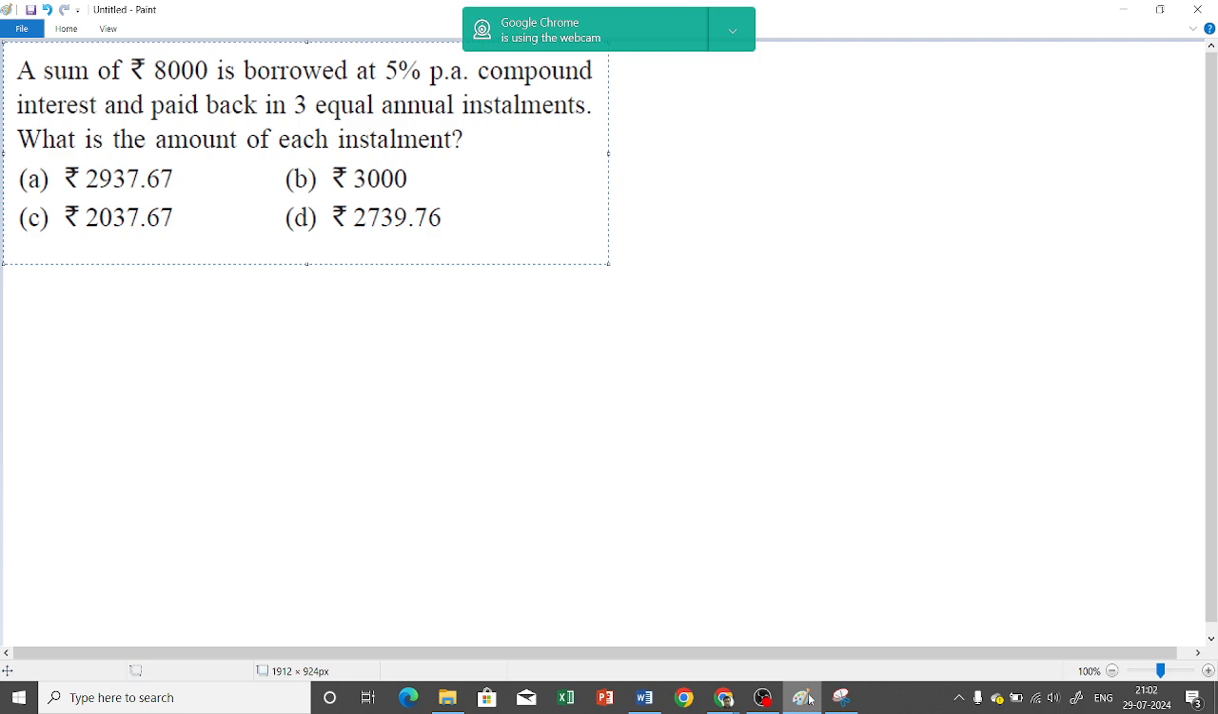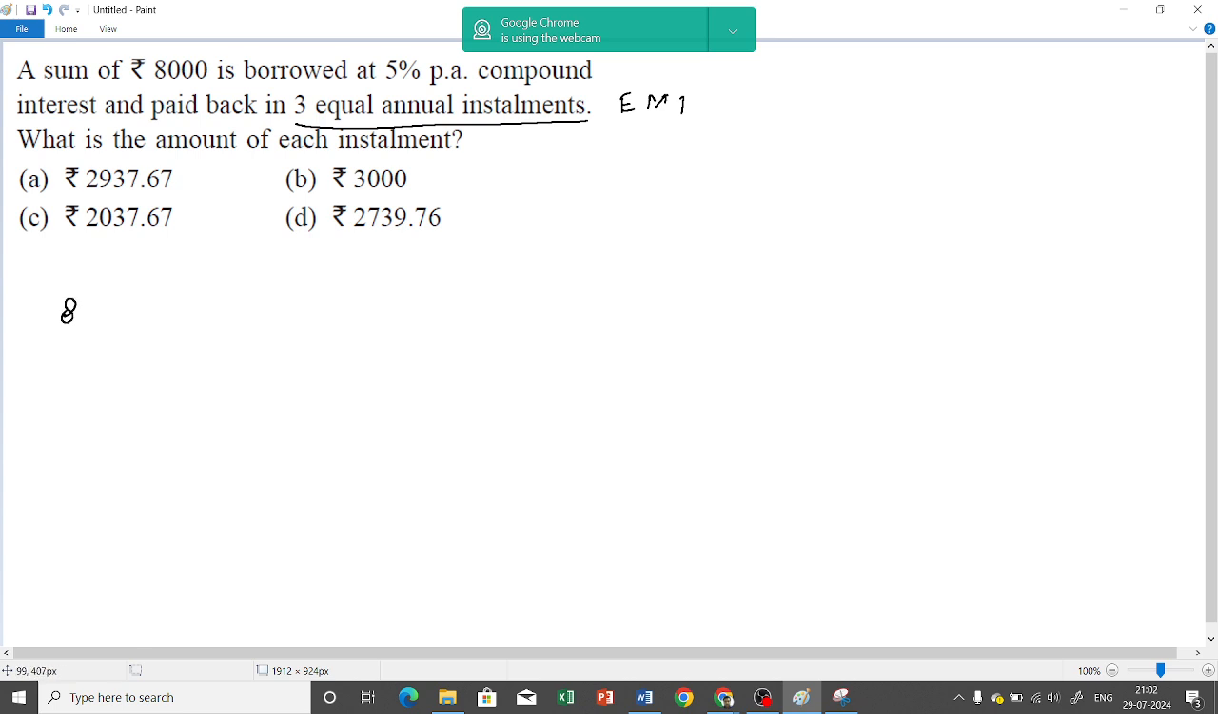Okay, so anybody else could solve it? So see, this is actually solved with the EMI. So this is actually an EMI problem. These 3 equal annual installments means it is the EMI, right? So you borrowed 8,000 rupees from someone at 5% per annum compound interest, and you paid back in 3 equal installments. What is the amount of each installment?